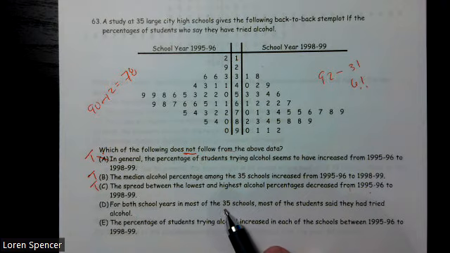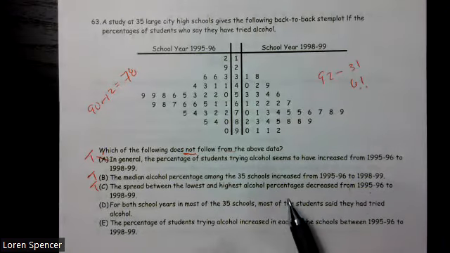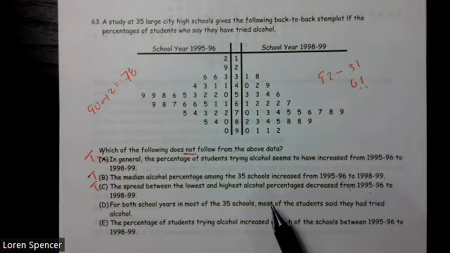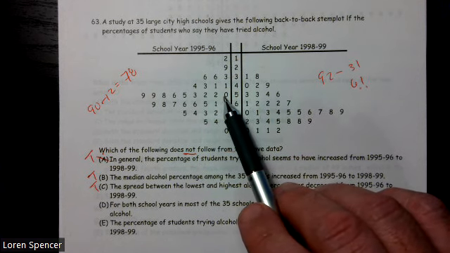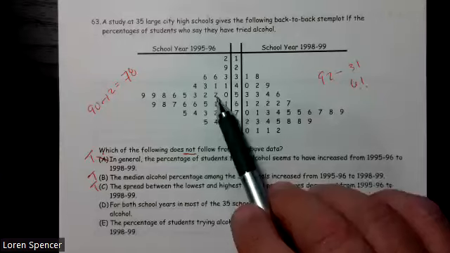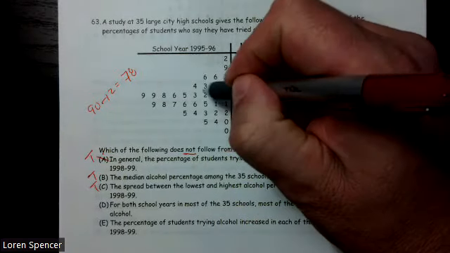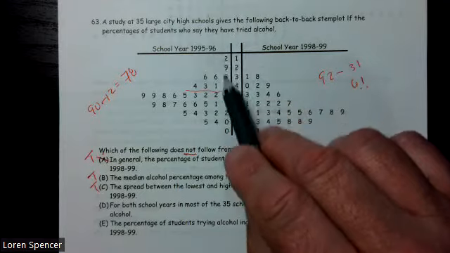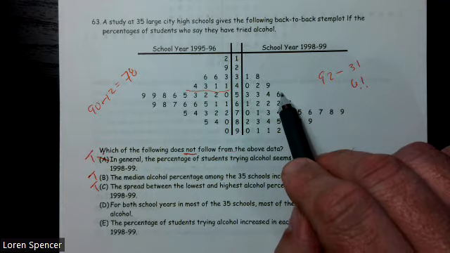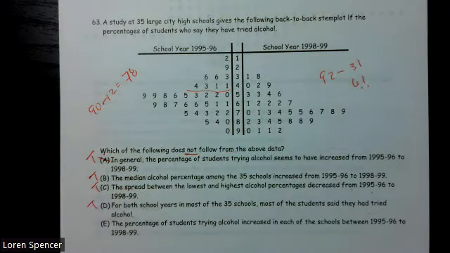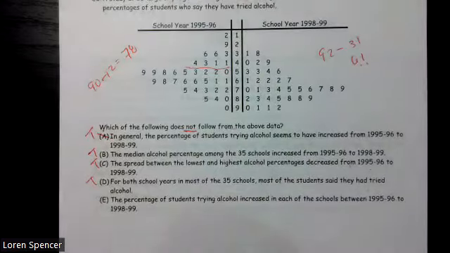For both school years in most of the 35 schools, most of the students said they had tried alcohol. If we look at it, yeah, most of the schools, here's 50%. Well, 52, and I look at this, it's like, well, this thing is definitely less than half. Obviously, here we're a lot more than half. So it's more than half in each case that tried it.